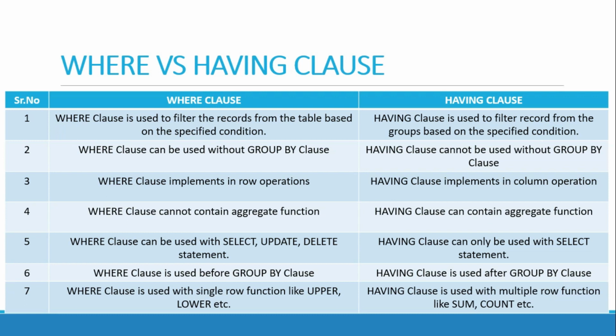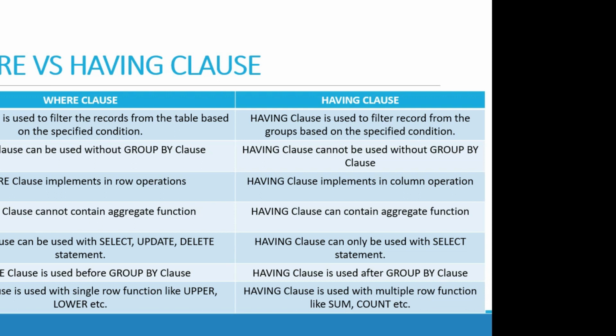Now let us understand the difference between where and having clause. Our first difference is that the where clause is used to filter the records from the table, meaning raw data, based on the specified condition, while the having clause is used to filter records from the groups based on a specified condition. We use the where clause when we have to filter the rows from the table or raw data, meaning before grouping the data, while we use the having clause if we have to filter the data from groups, meaning after grouping the data. In just one sentence you can say that the where clause is used on the raw data, whereas the having clause is used on the grouped data.